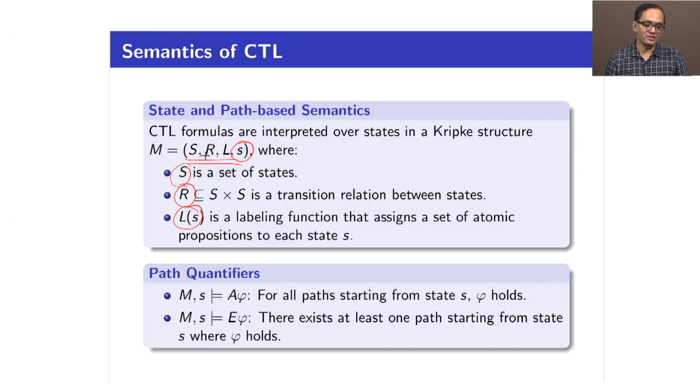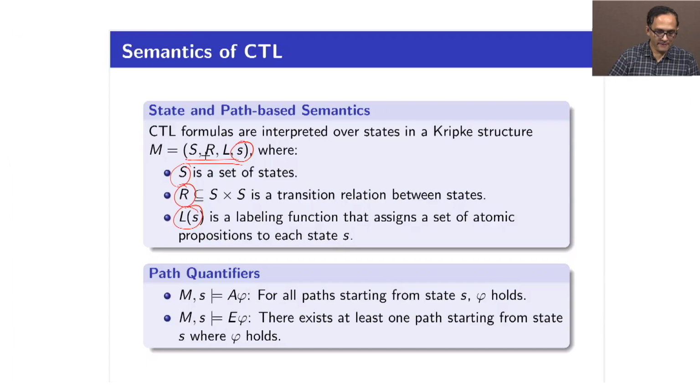So, you will define this formula in the context of this transition system, and if you remember, for LTL we just take one path on this transition system and define everything. Here I will take a branch, or a tree, and I will define that.